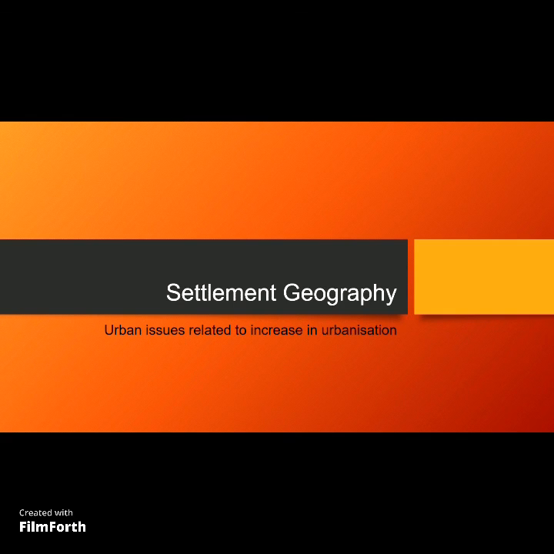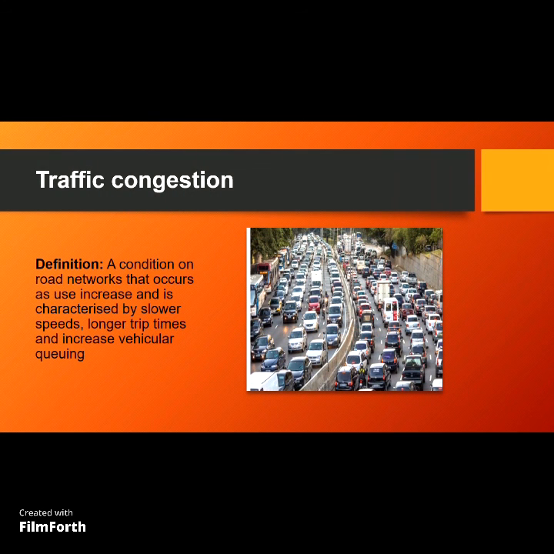Urban issues related to increase in urbanization. Traffic congestion, a condition on road networks that occurs as use increases and is characterized by slower speeds, longer trip times, and increase in vehicular queuing. This picture depicts how traffic congestion looks like.